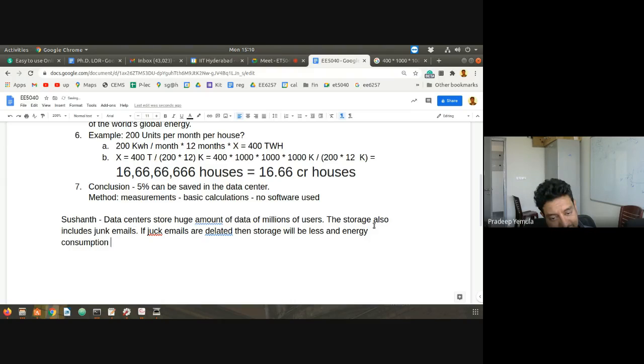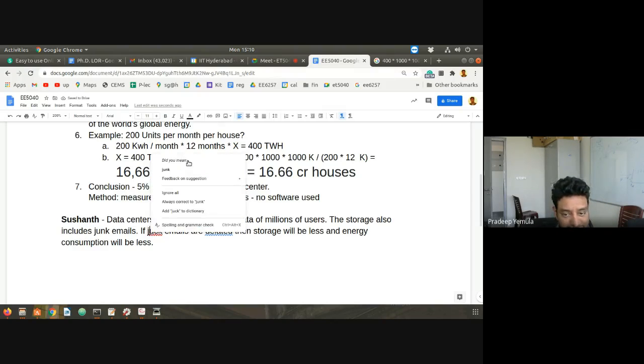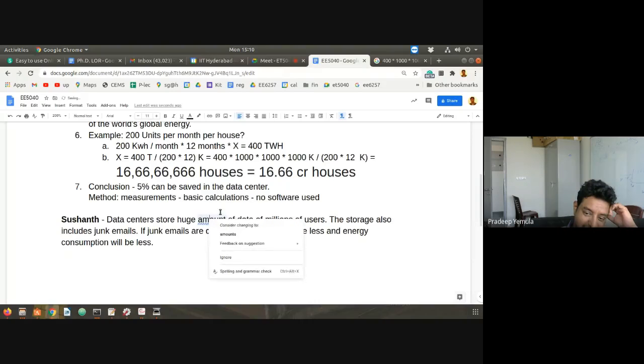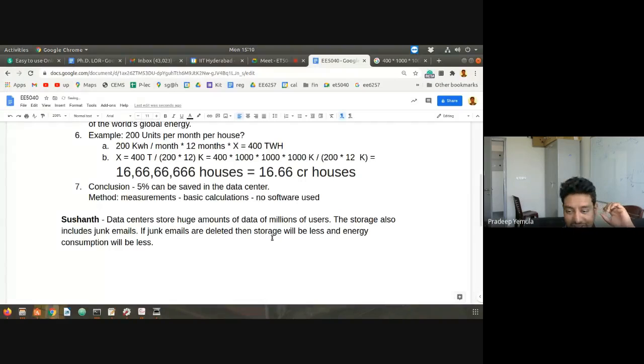So then let's ask this question. How many of you delete your junk emails, and how many of you are willing to delete junk emails so that for the data centers energy will be saved? You understood my question, right? Any comments on this point?